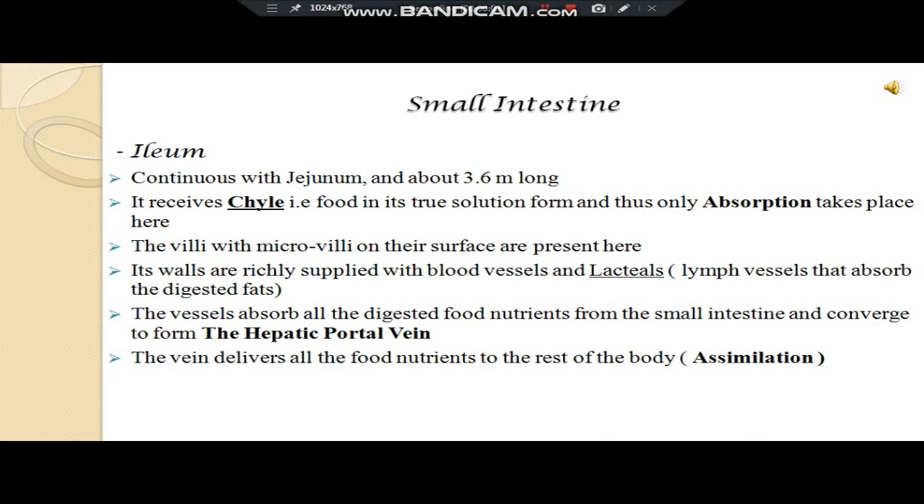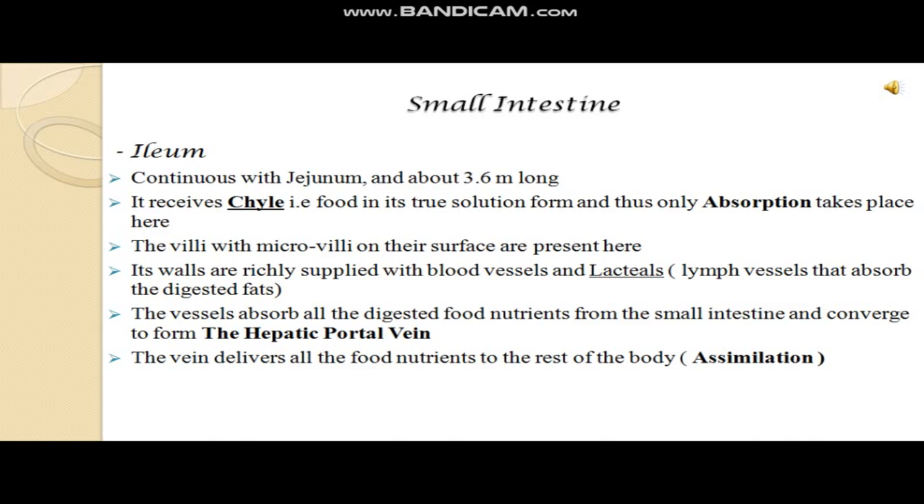Ileum. It is also continuous with jejunum and is about 3.6 meters long, but this part of the small intestine is different in both function and structure than its other two parts. Its walls are lined with villi that further have microvilli over their surface. This greatly increases the surface area of the walls.